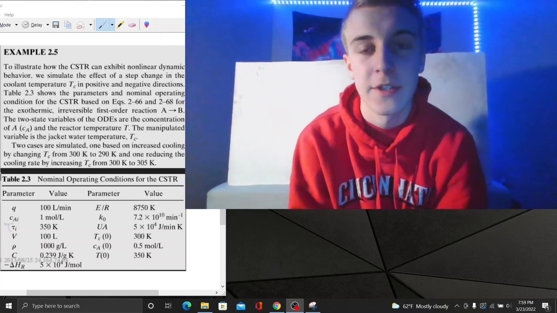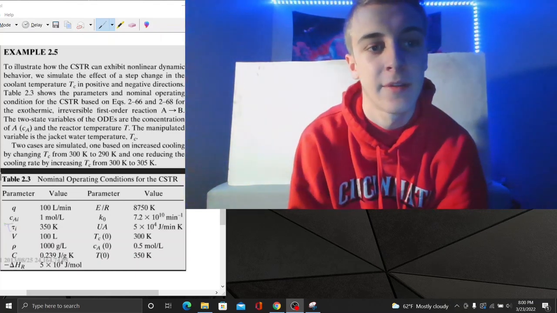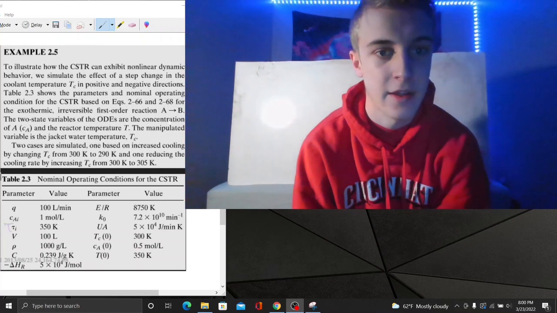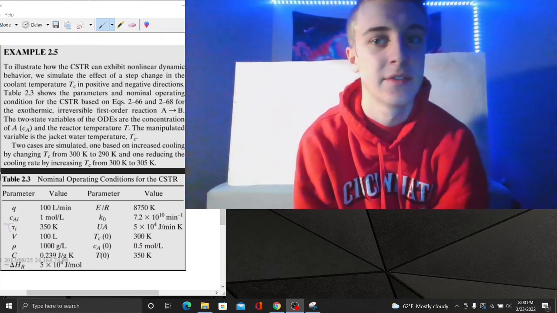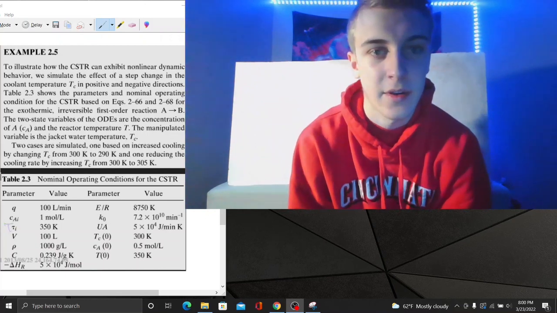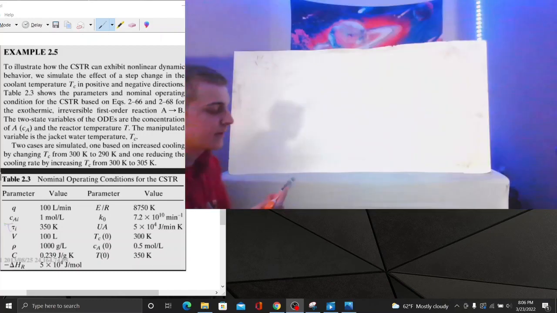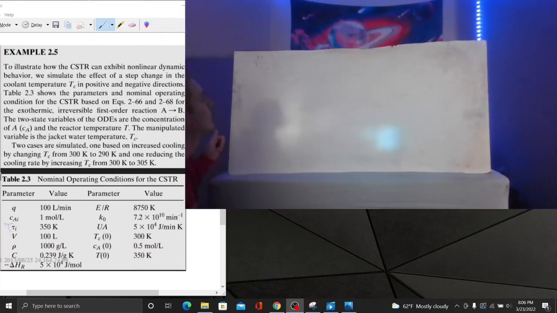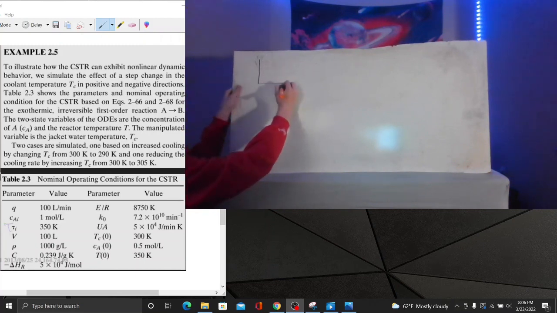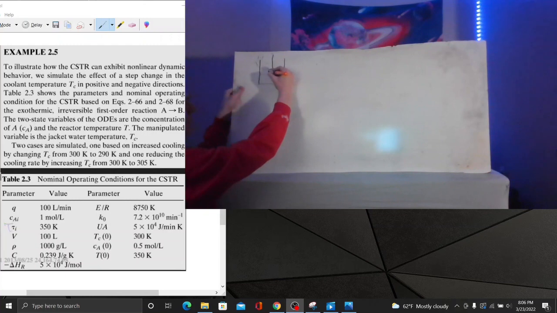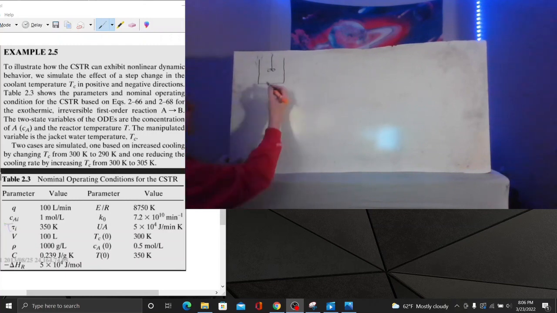So in this video, I'm going to be deriving the time-dependent material and energy balance equations for this situation here. And they will end up being differential equations that we will end up coding into Python and solving with the solve IVP function. I'm going to start off by just drawing a little diagram of the situation we have. So we have the tank here with the jacket, and then the coolant around that.